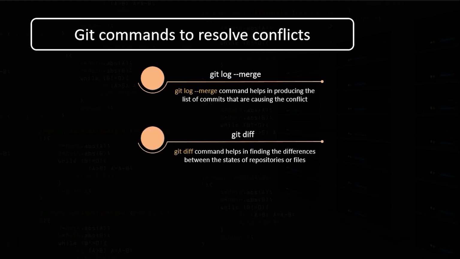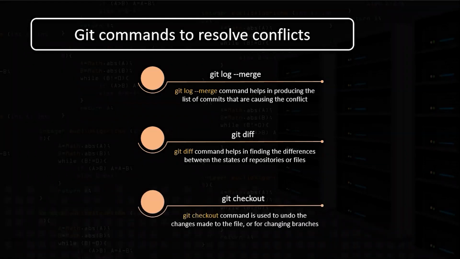Second command, git diff. You can always use it to check the difference between particular files in the repository. Git checkout is something you can use to check out a file, so that if you want to check out the latest content of a specific file or a folder, you can make use of this git checkout command here.